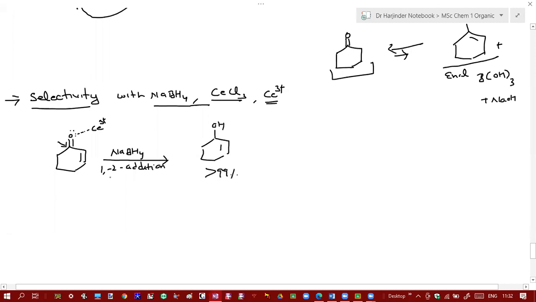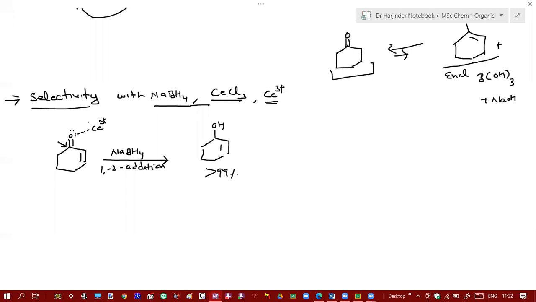Okay, so selectivity with sodium borohydride can be increased by adding a small amount of Lewis acid with sodium borohydride. What will the Lewis acid do? It will combine with oxygen and take its pair of electrons, which will reduce electron density over it, which will in turn reduce electron density over carbon, and addition of hydride ion will now take place over it. So is it clear how we can increase selectivity with sodium borohydride?